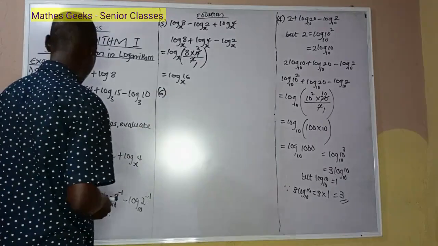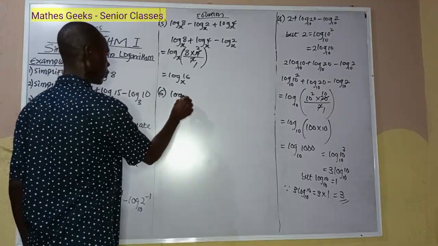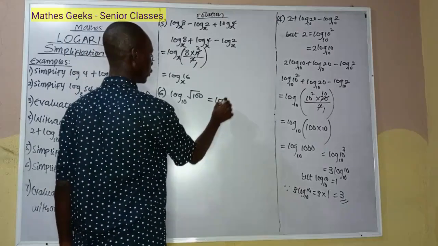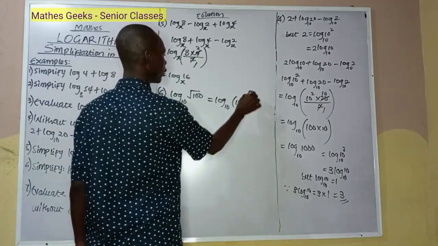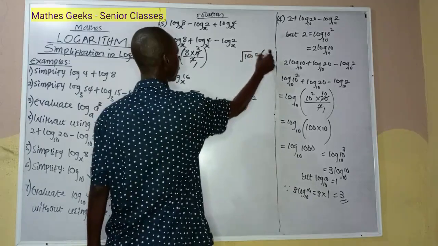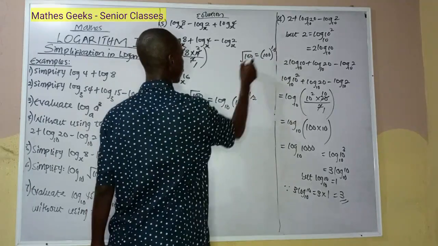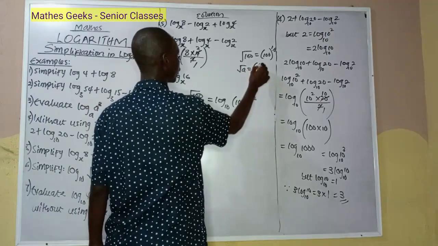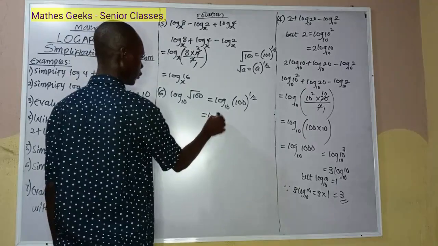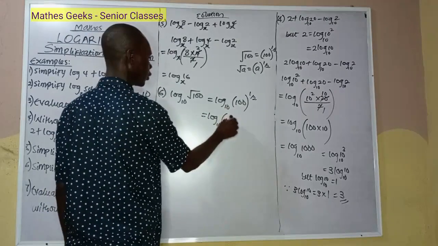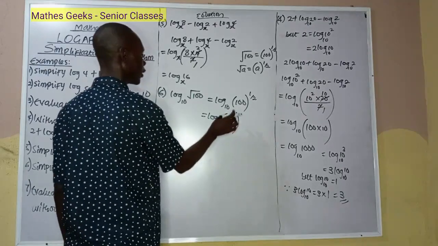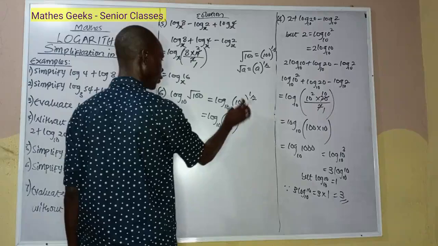Number 6. Simplify log root 100 to the base 10. So this will give us 100 raised to 1 over 2. From indices, we know that root 100 is equal to 100 raised to 1 over 2. So this will give us log. So we write this in index notation, 100 to be 10 raised to power 2. Meaning that 10 multiplied by itself 2 times, 10 times 10, to give you 100.